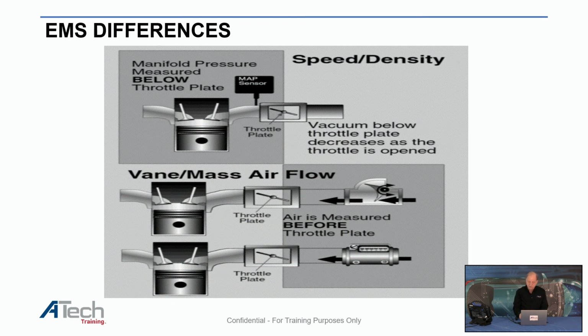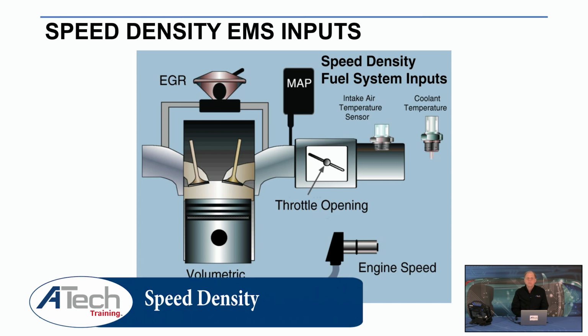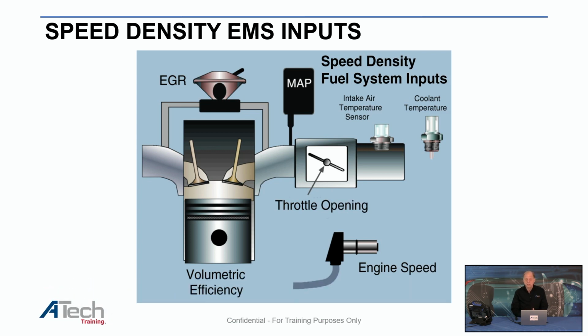So it's something to keep in mind if you're doing your diagnosis. Speed density. It's one thing I want to make sure you understand. Speed density has a lot of inputs, everything's calculated. So we're looking at the manifold absolute pressure up there in the black, we have the throttle opening, and it needs to know where that's at.